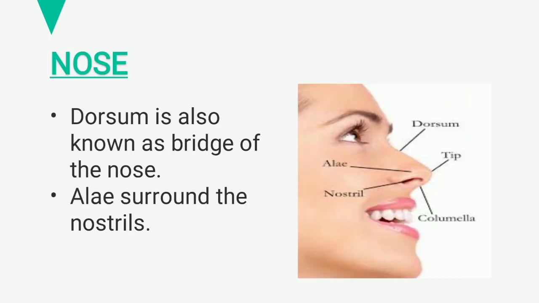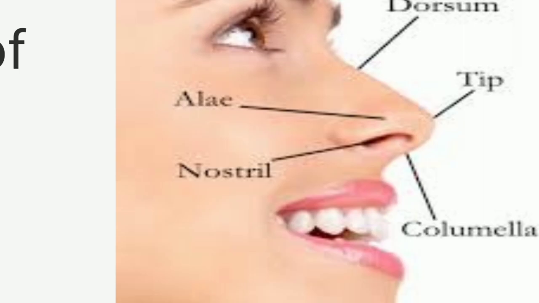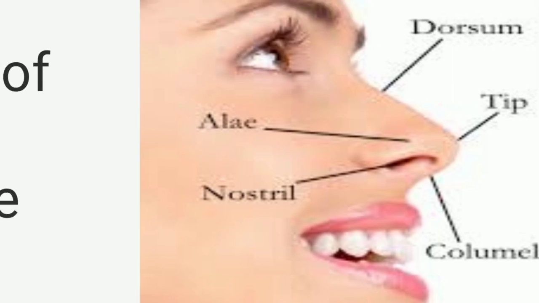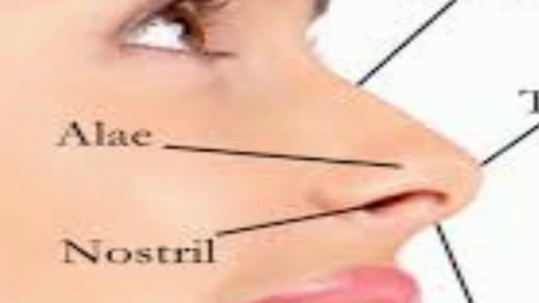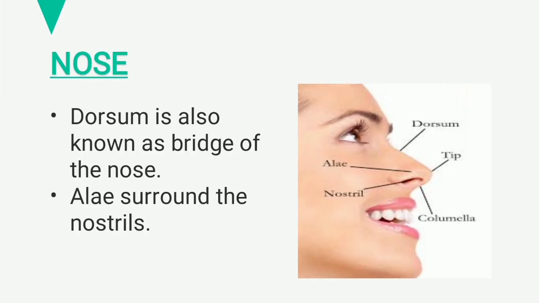Now let's start with the upper respiratory tract organs. Nose. The structure of nose is very simple. There is a bridge which is called dorsum. It is continuous to the nasal columella. Here you can see in the diagram. And then there are alae of nose. Alae means this wing-like structure. Alae covers the nostrils. So this was the external structure of the nose.